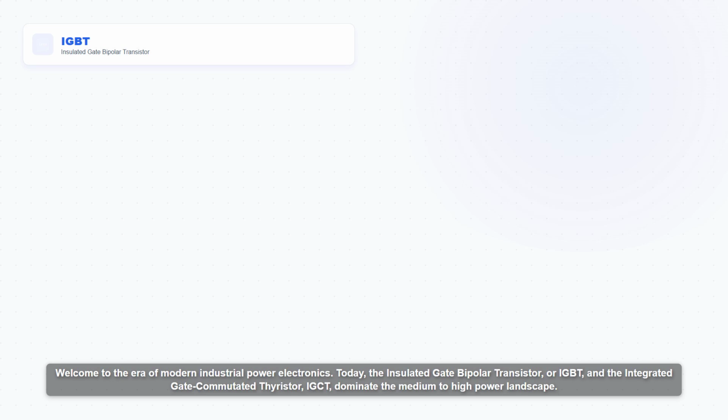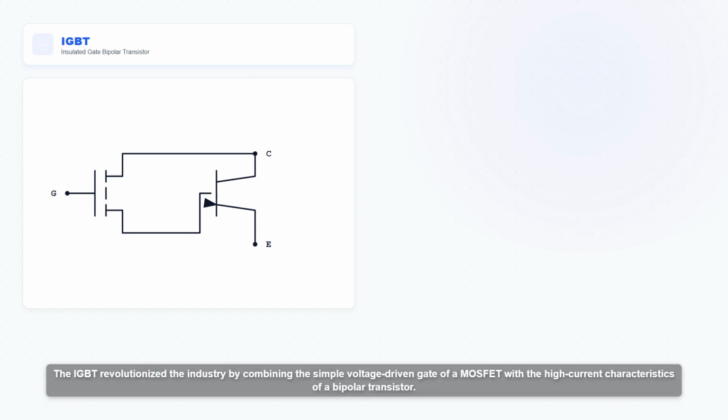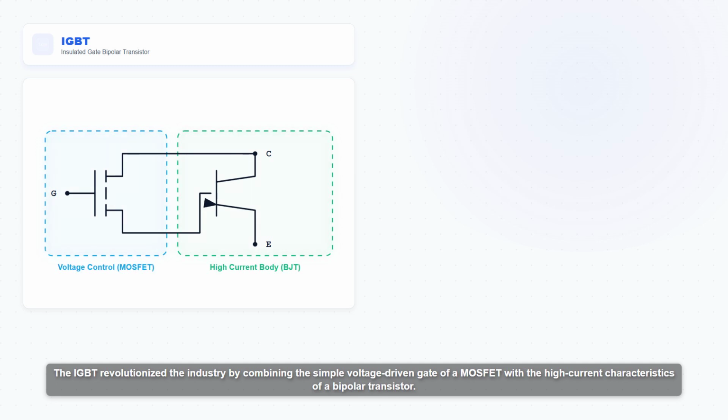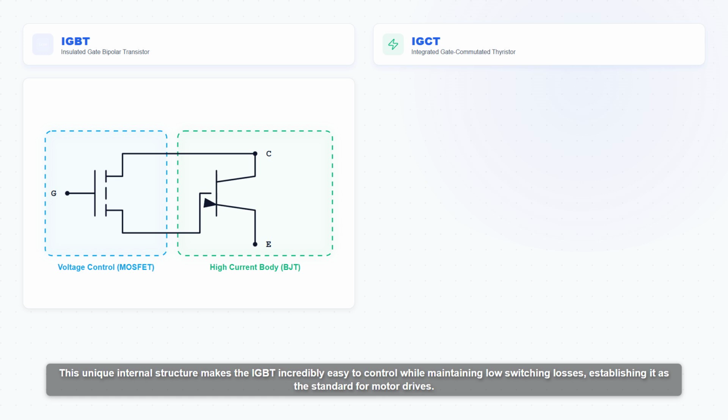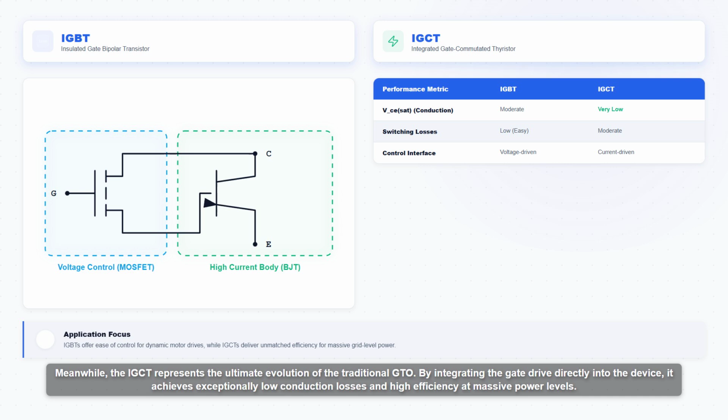Today, the insulated gate bipolar transistor, or IGBT, and the integrated gate commutated thyristor, IGCT, dominate the medium to high power landscape. The IGBT revolutionized the industry by combining the simple voltage driven gate of a MOSFET with the high current characteristics of a bipolar transistor. This unique internal structure makes the IGBT incredibly easy to control while maintaining low switching losses, establishing it as the standard for motor drives. Meanwhile, the IGCT represents the ultimate evolution of the traditional GTO.